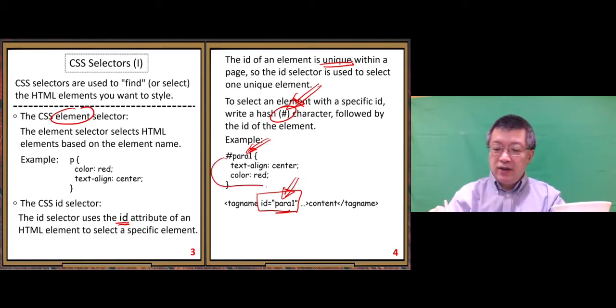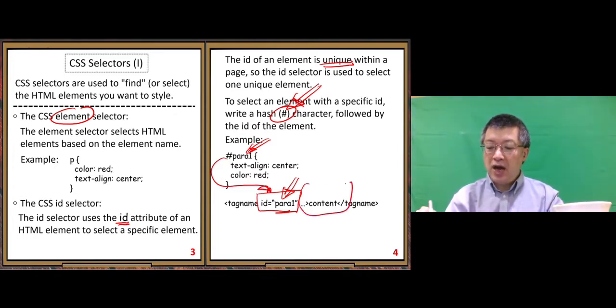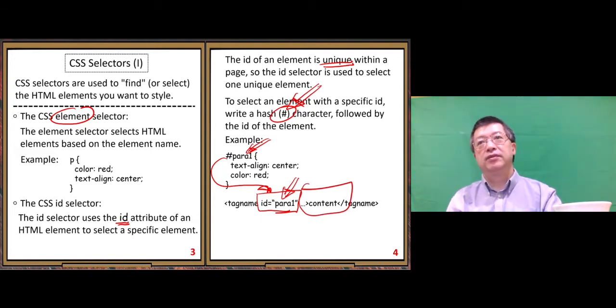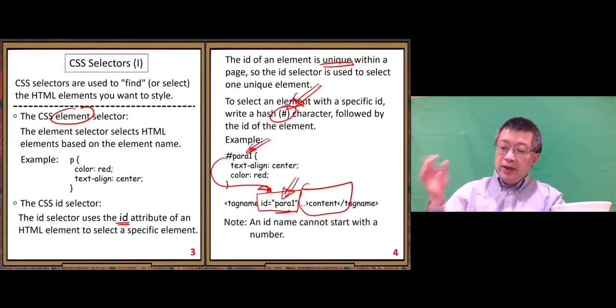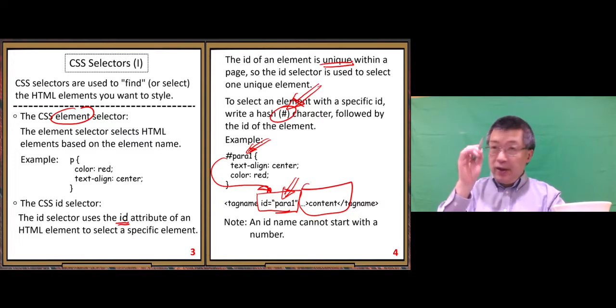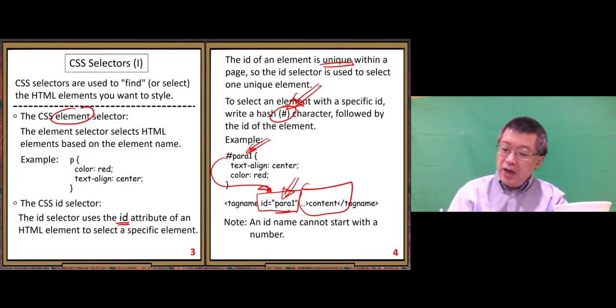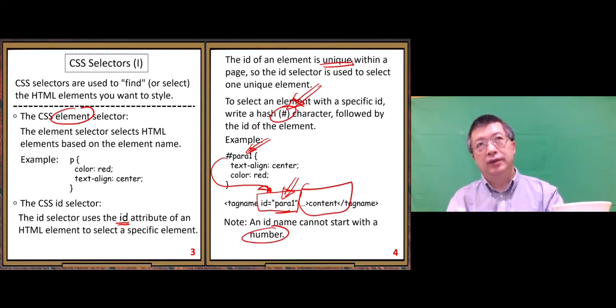Then the browser will find this element's location using the ID and apply the style on the content. So that logic is very straightforward. There is a simple rule: an ID name cannot start with a number. Do not use a number. Use a character, a letter.